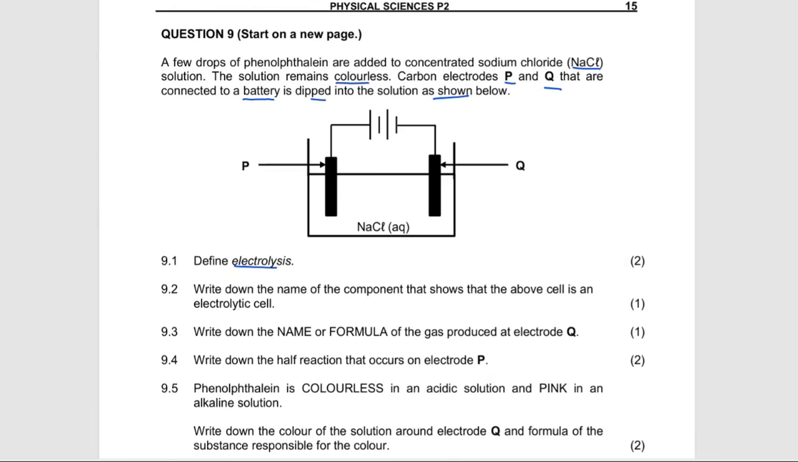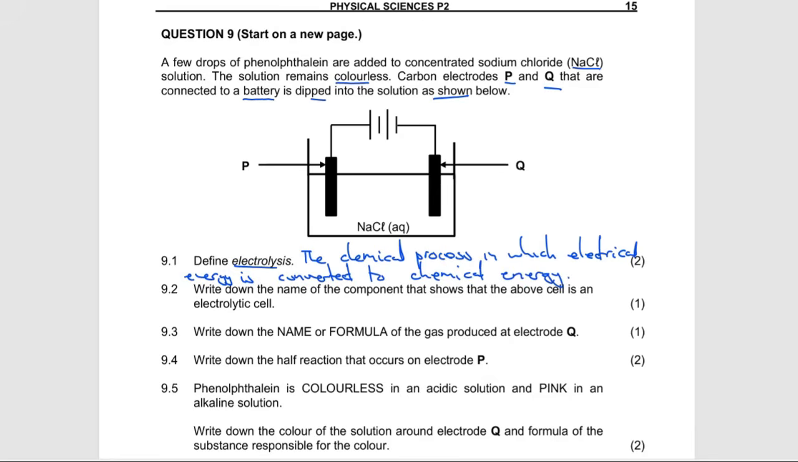Then now they're asking us to define electrolysis, right? So electrolysis is defined as the chemical process in which electrical energy is converted to chemical energy. So it's more like stating the energy conversion from electrical to what? To chemical energy.